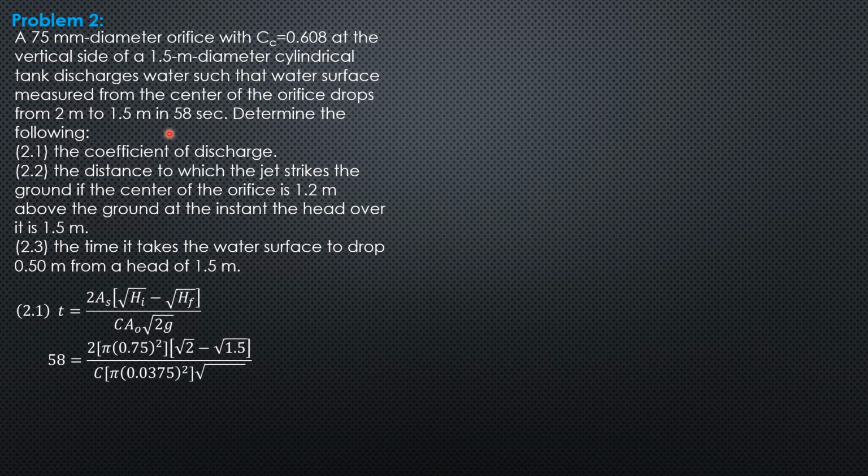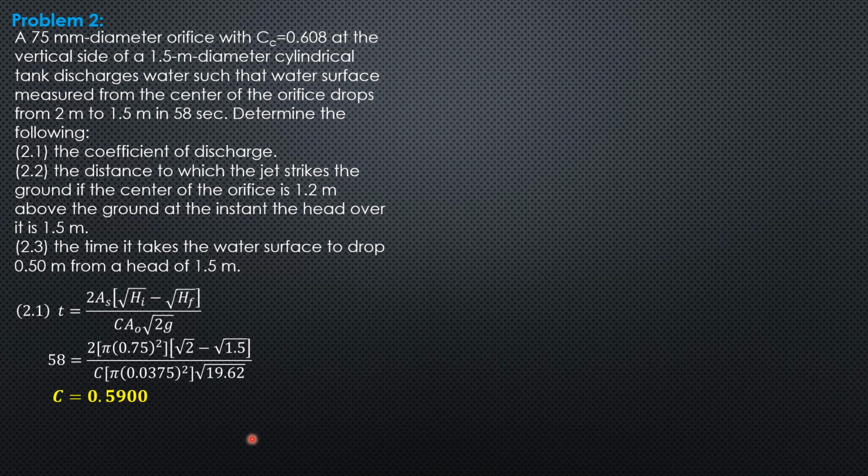Area of the orifice is pi, the radius of the orifice is 0.0375 meters, squared. Then square root of 19.62. Cancel out pi, solve for C. So C, the coefficient of discharge, is 0.5900.